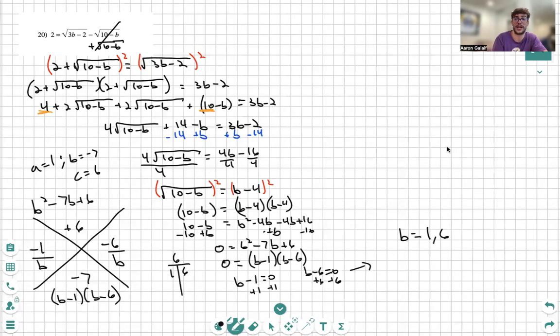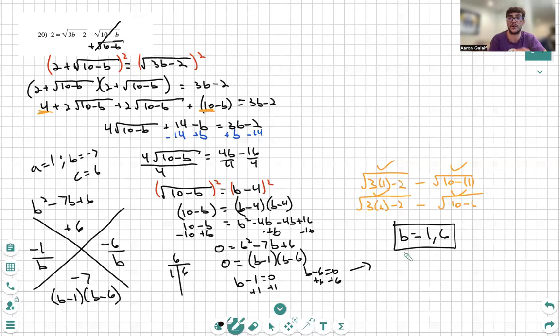Now we have to double check that these both work. We have to plug in 1 and 6 to make sure that we don't have an extraneous solution, which means a negative inside of a square root. We plug in 1, and 3 times 1 minus 2 is a positive number, and 10 minus 1 is also a positive number. So both of these square roots are okay. And with 6, 3 times 6 minus 2 is also going to be a positive number, and 10 minus 6 is also a positive number. So we are okay. Both of these solutions will work. They are not extraneous, and we have solved the equation.